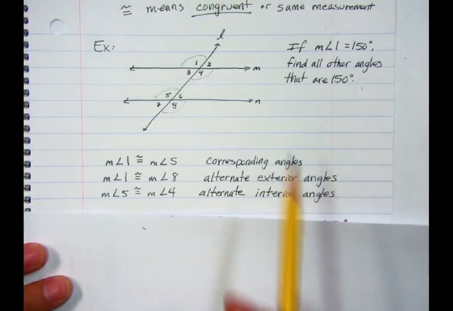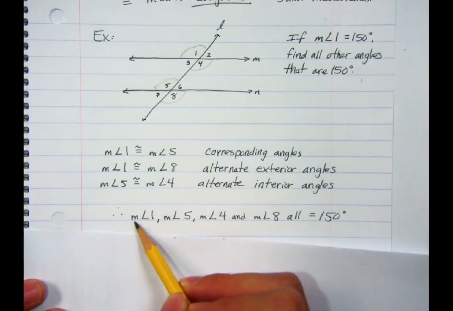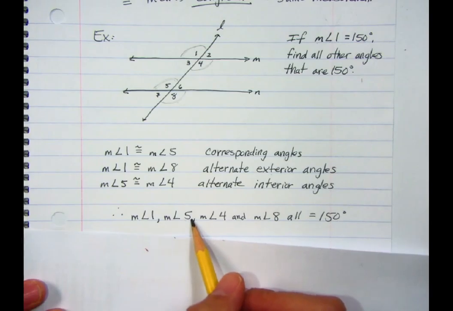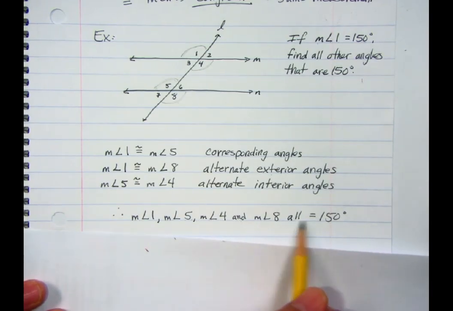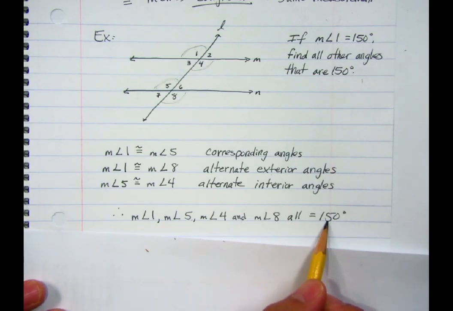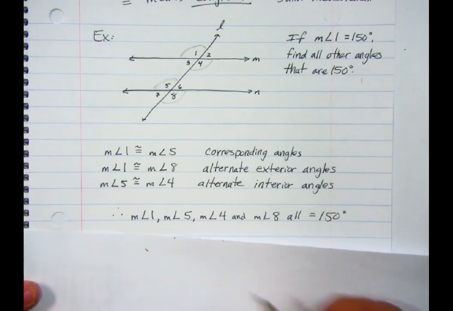There's one other angle measurement. Actually, no, that's it. So those are the 4 that are exactly the same. So we could say, therefore, the measurement of angle 1, angle 5, angle 4, and angle 8 are all 150 degrees. Now careful, this is not an L, okay? This is angle, just to let you know.